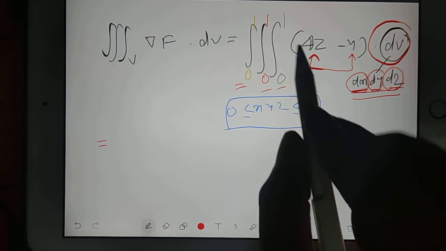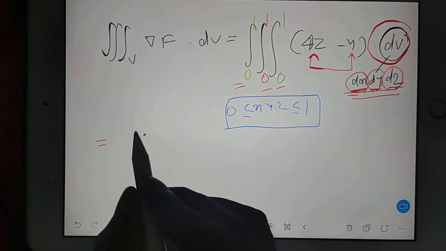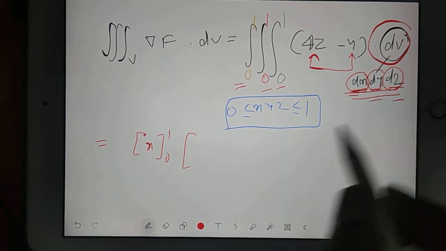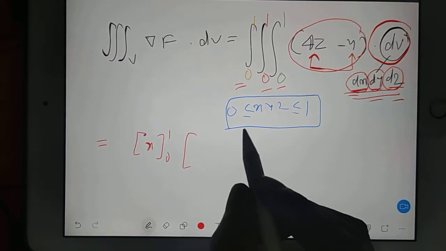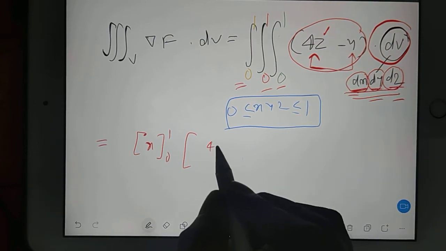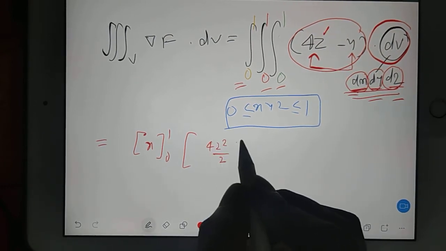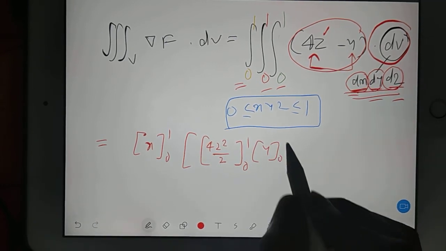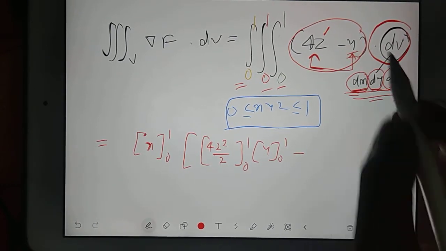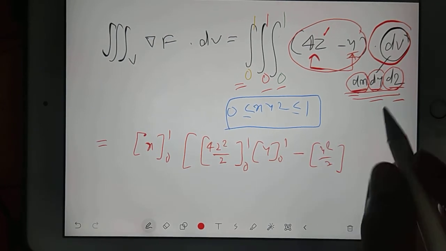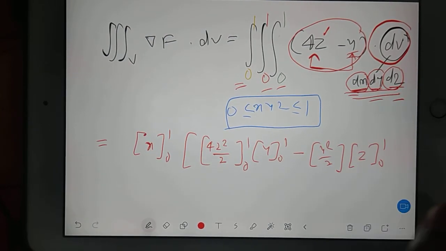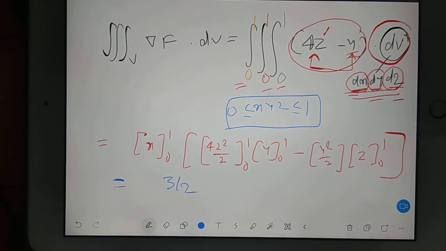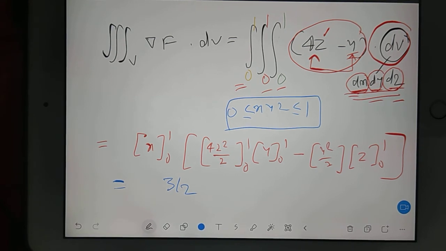So when you integrate dx, it will come as integral of x from 0 to 1, and when you perform dy and dz in the same bracket, z will be 4z square by 2 from 0 to 1, and there is no y, so y will come when you integrate. And then minus this y will become y square by 2, and there is no z, so it will be z from 0 to 1. Okay, put the bracket like this, and when you solve this, it will come as 3 by 2. So this is how we have to do surface integration.